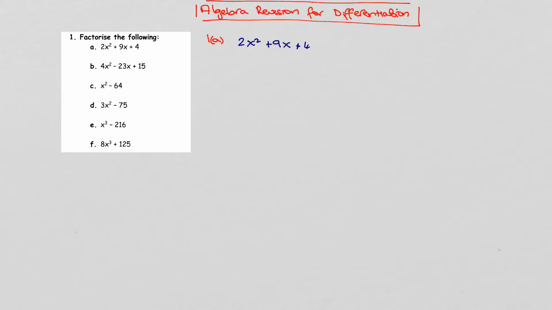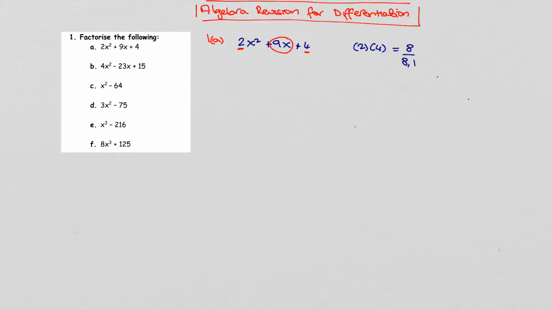As you know already, I always do it by the traditional route, which is taking our coefficient of x squared and multiplying it by the last term, the constant. In other words, 2 times 4 gives us 8. Then we look at this number 8 and see what factors of 8 will add to give us the middle number, 9x. And of course, it's going to be 8 and 1.